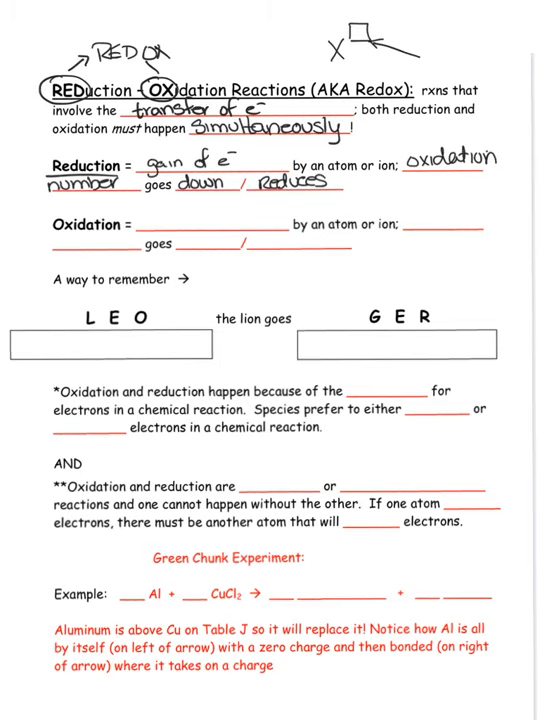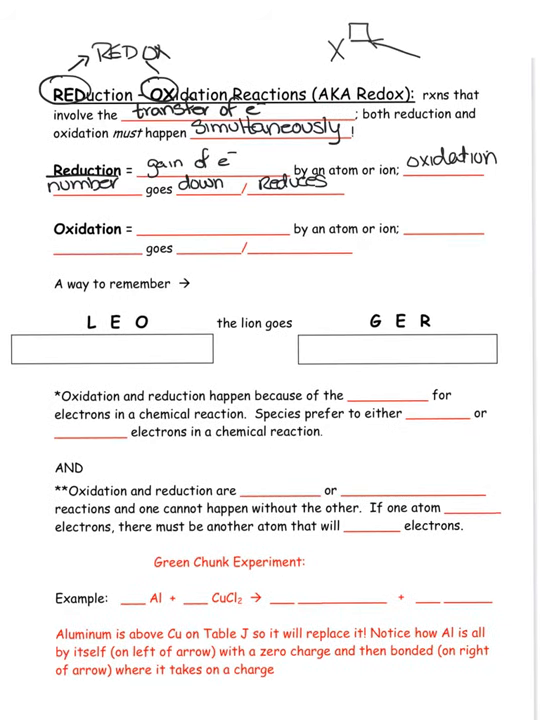The opposite of that is oxidation, which is the loss of electrons, the loss of electrons by an atom or an ion. And the oxidation number is going to go up. And we call that oxidation.